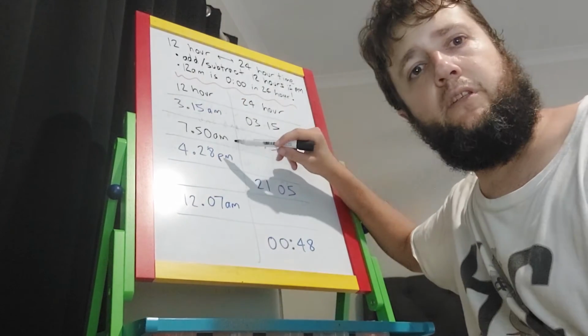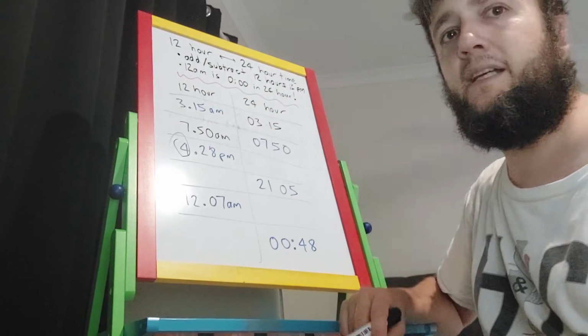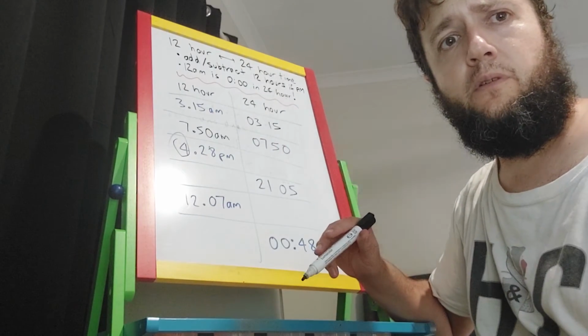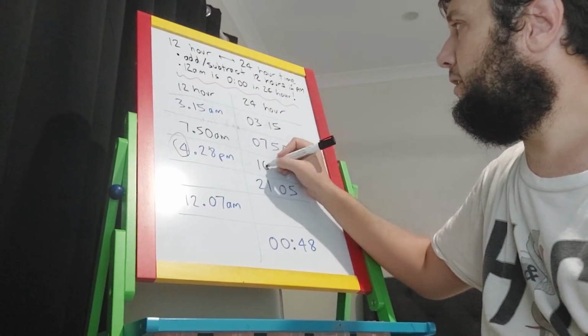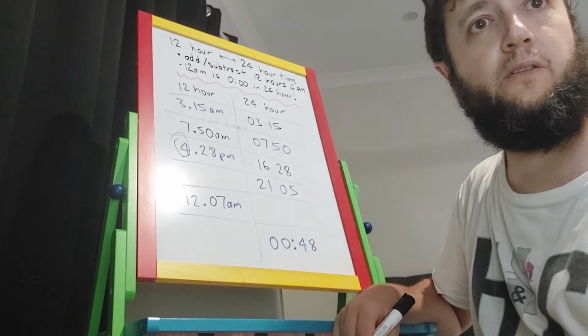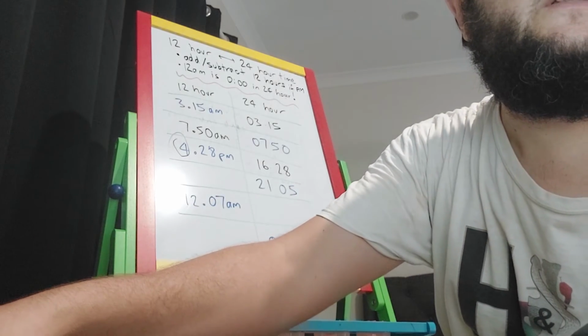This one's in the afternoon, it says PM, it's after midday. So in this case, you need to do your add 12. If I add 12 to that 4, what do I get? I get 16. So it's 16:28 in 24-hour time. All right.